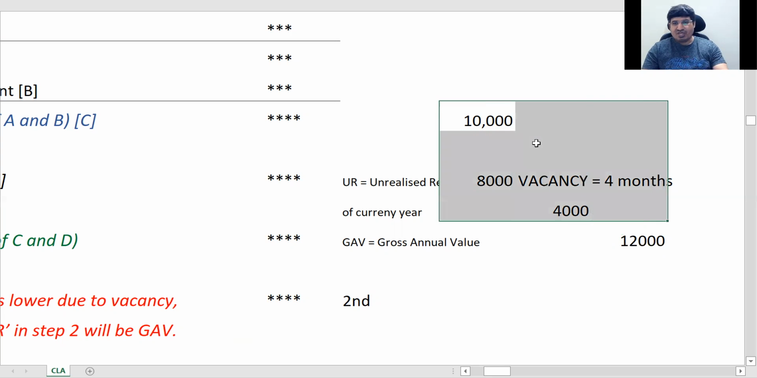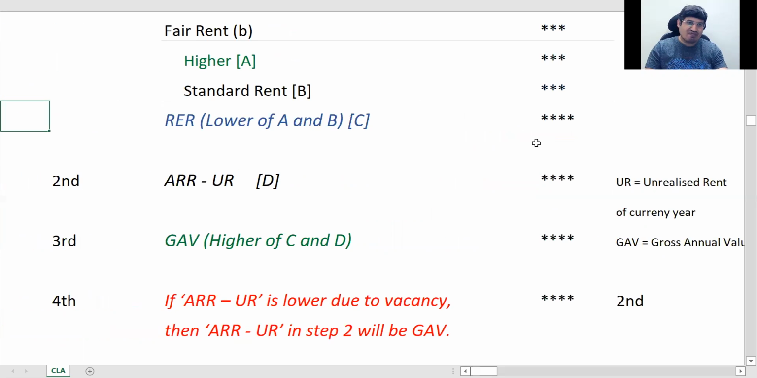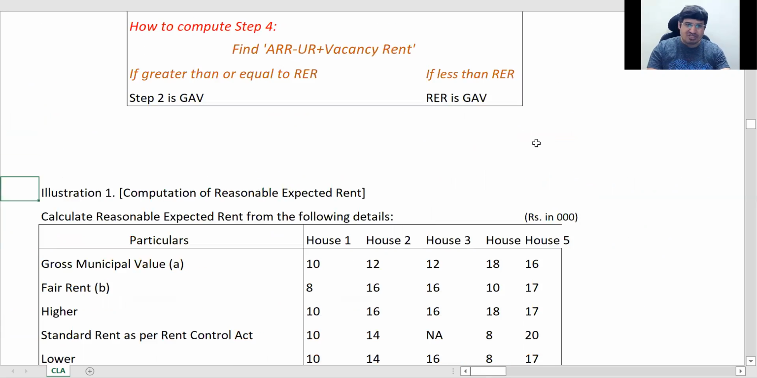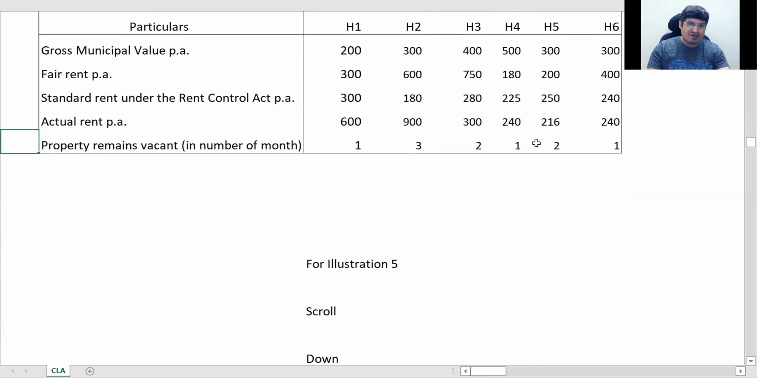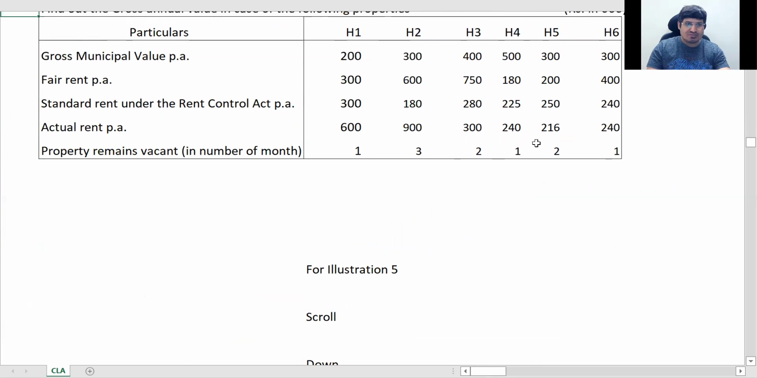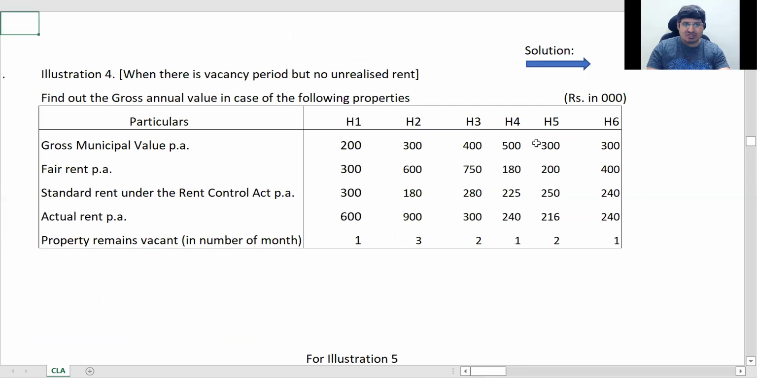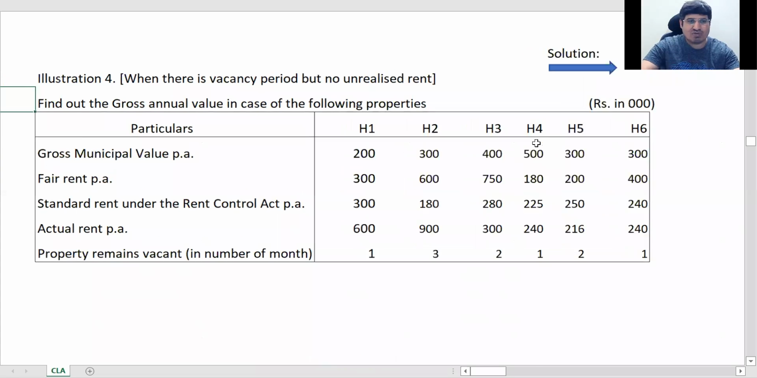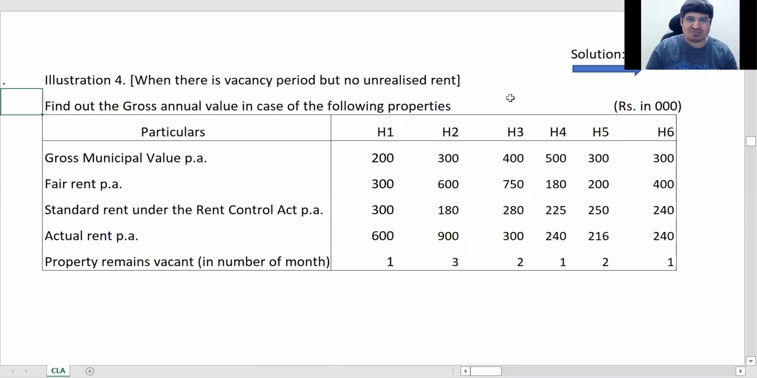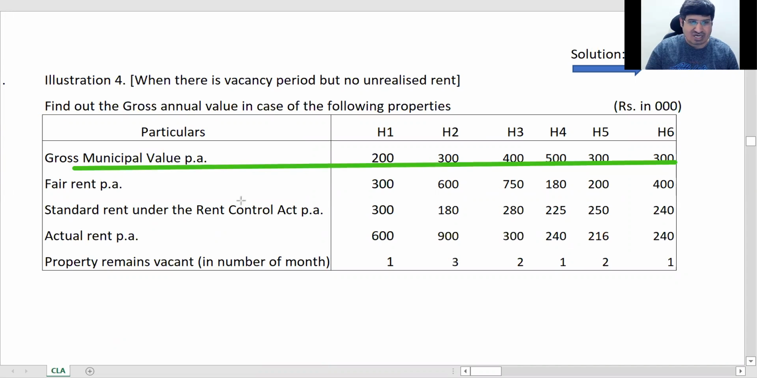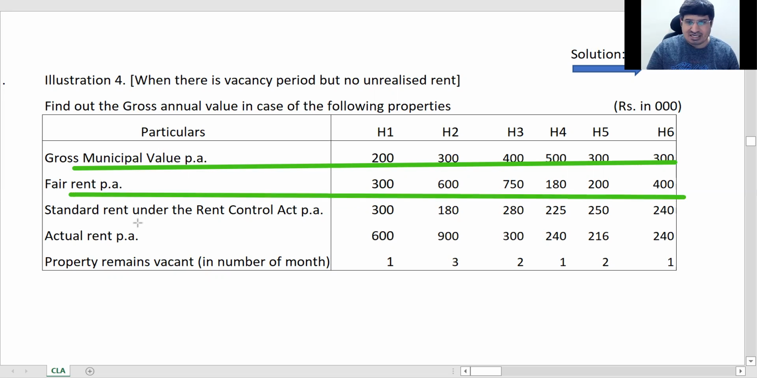So let's do that problem. We have a little time. We can probably finish problem 4. There is a vacancy, but no unrealized rent. That's fine. So now let us see what all is given here. GMV is this. Fair rent is this. Standard rent is this. Straightforward, no problem till here. We know what to do.